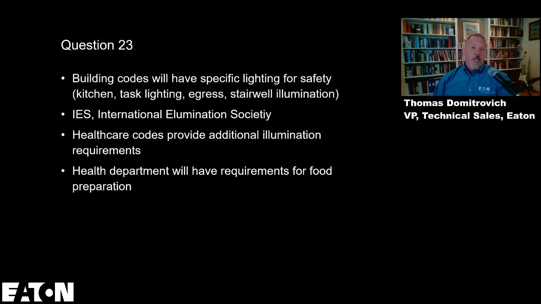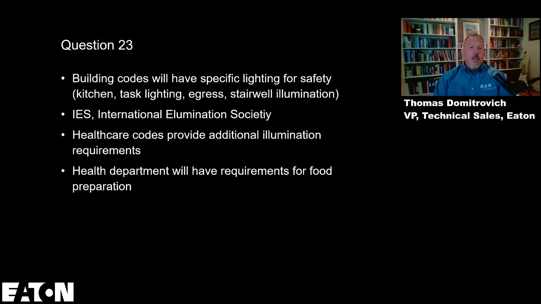Another good question. I would go back to your building codes. They have specific lighting or safety requirements: kitchen, task lighting, egress, stairwell illumination, etc. All of those are part of your safety codes and other building codes. Your Illuminating Engineering Society, your IES standards, will give you guidance on that. Your healthcare codes, NFPA 99, and other documents may have additional illumination requirements. So look at your healthcare codes and standards.